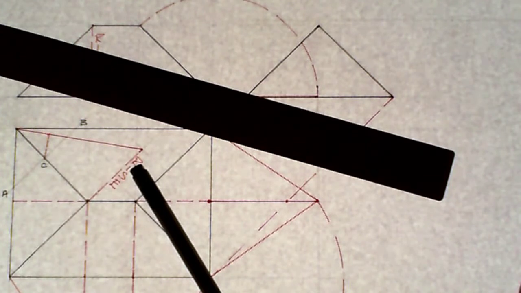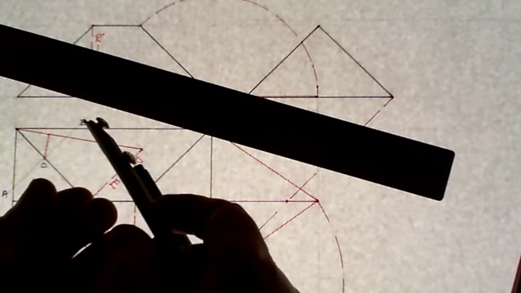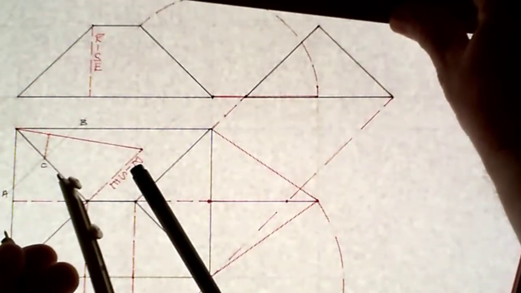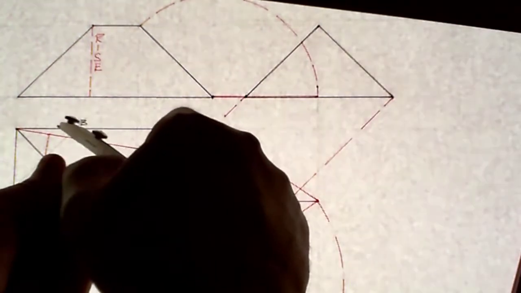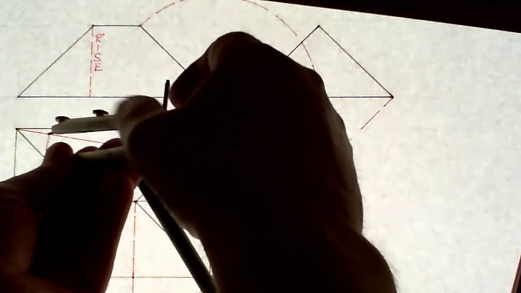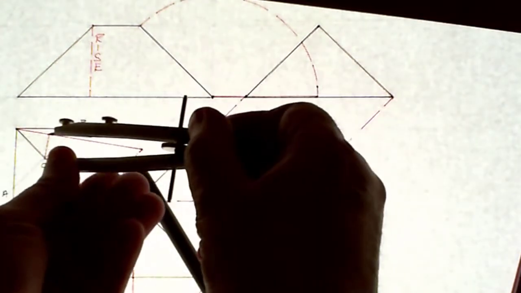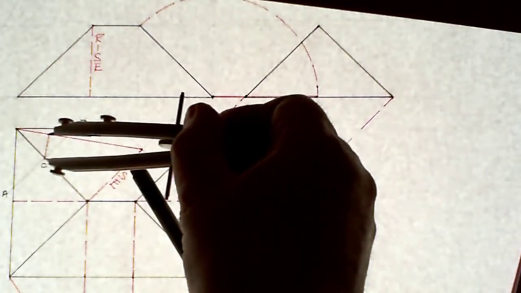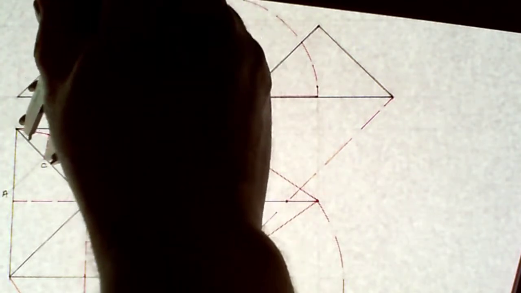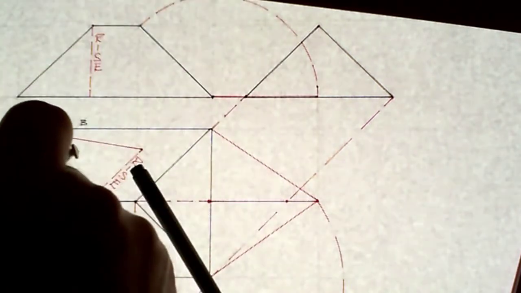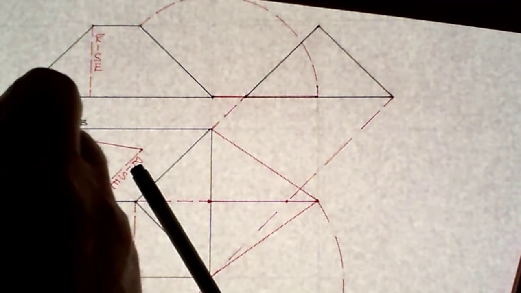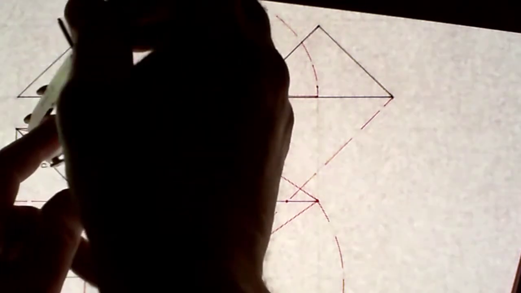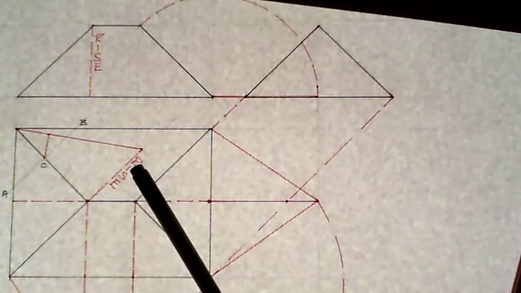I then simply get my compass, using C as the springing point, and I take that as a radius. Now I can either swing it to the left or to the right of point C. It does not matter. I'll show you in both instances here.